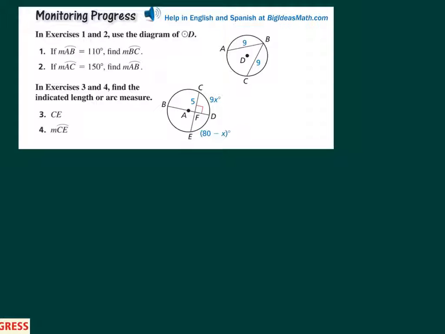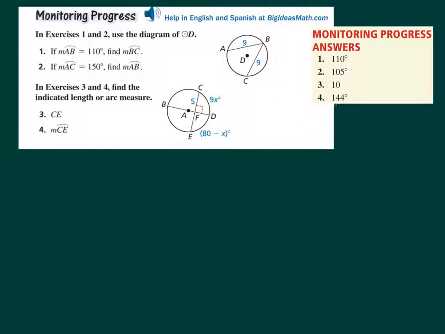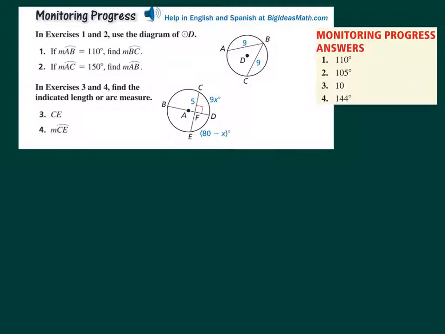Okay, so for those of you that just want to check and then go ahead and forward through, I have the answers right here. For number 1, you should get 110, number 2, 105, number 3, 10, and number 4, 144. So 1 and 2 are pretty similar to what I showed you in the very first example. 3 and 4 are pretty much like example 2.